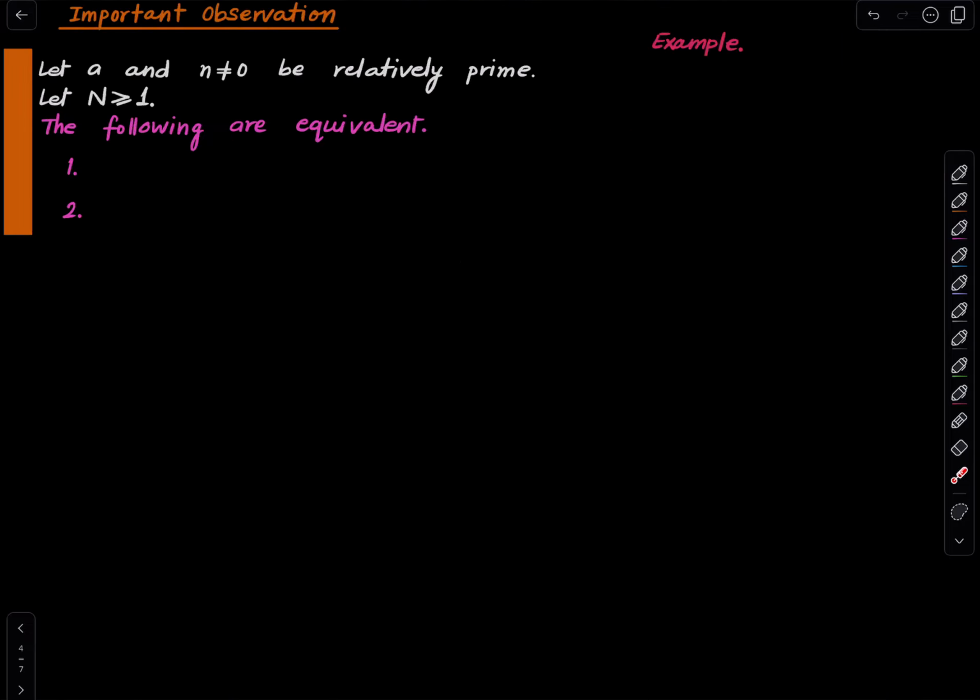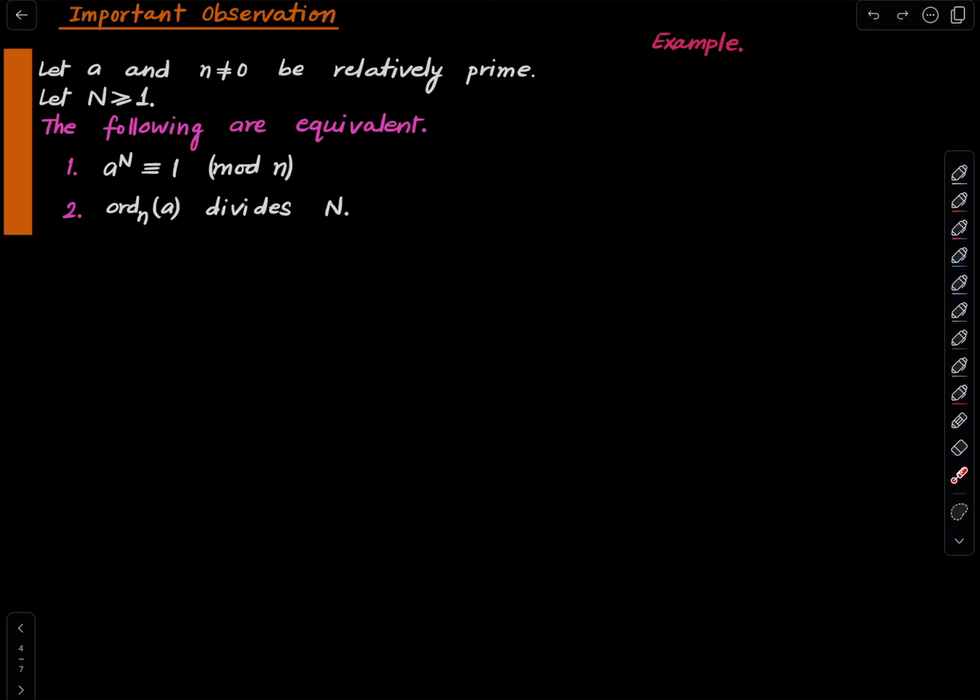Here we have an important property that we definitely want to discuss. Again, a and n are relatively prime, where n is non-zero, and let N be some positive integer. We want to say that these two statements are the same. The first statement is that N satisfies this congruence, meaning a to the power N is congruent to 1 modulo n, and the other is that the order of a modulo n divides N. So these two statements are the same. This is what we want to prove.